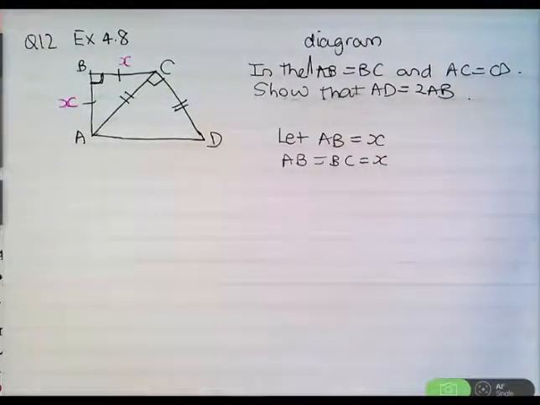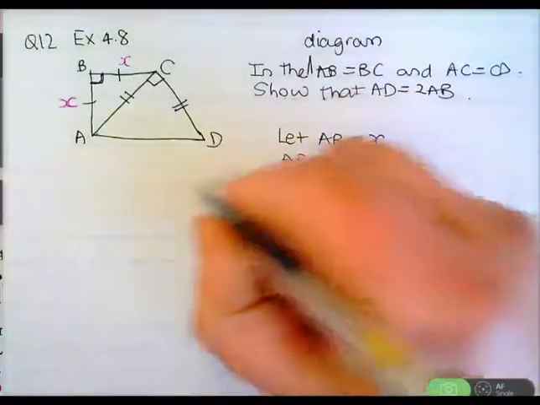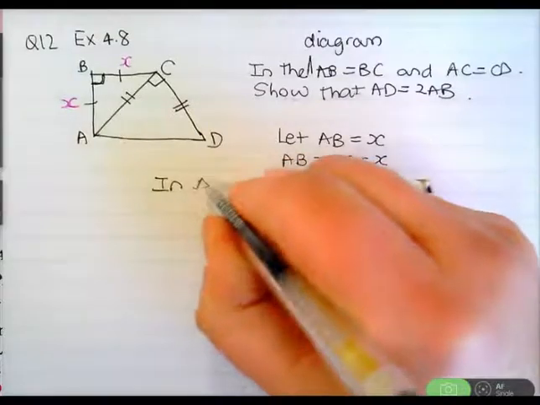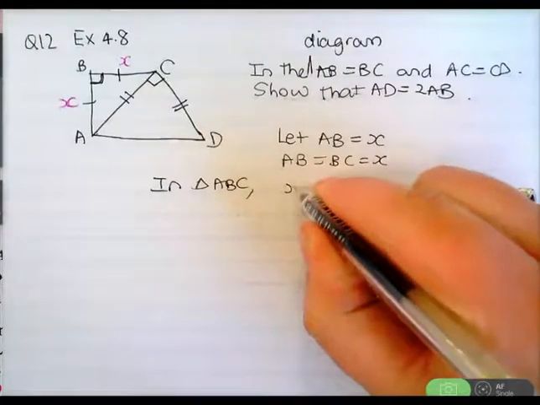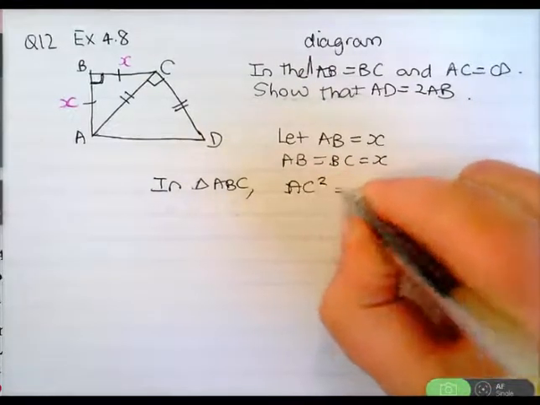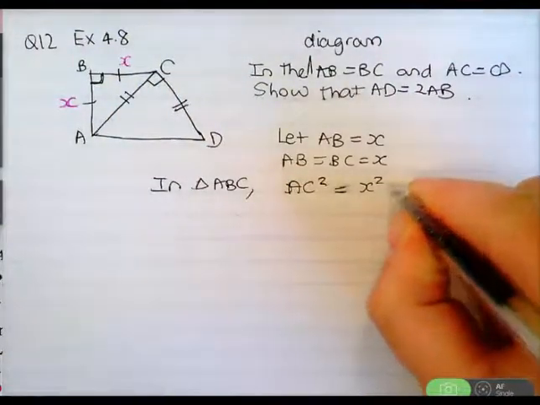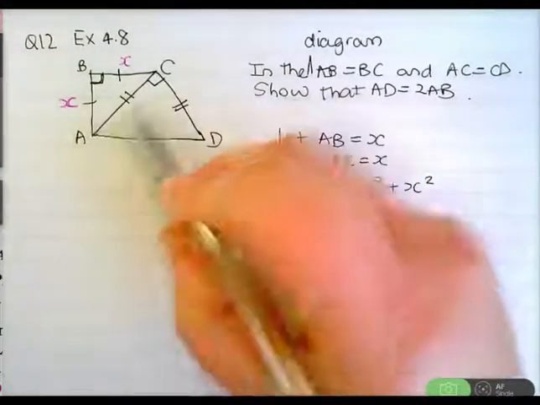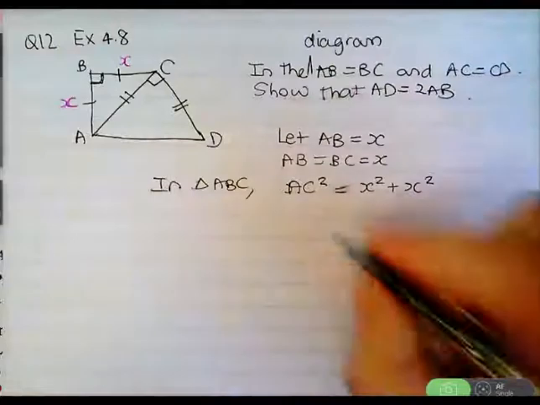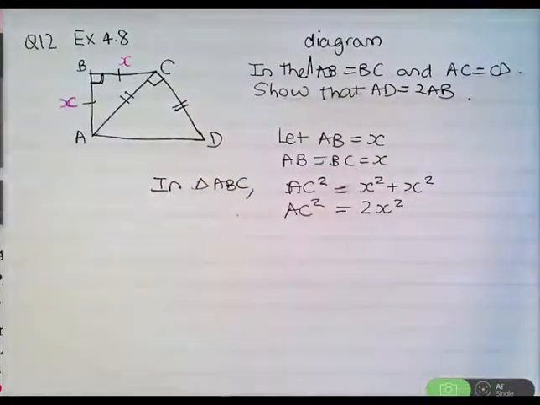Now, what could you do next? Girls, I've got two sides of the first triangle. Try to figure out your AC, and then you can do the hypotenuse. Good. So in triangle ABC, I'm going to use Pythagoras' theorem. I'm trying to work out AC squared, aren't I? AC squared isn't it just x squared plus x squared? The longer side, the hypotenuse, is equal to x squared plus x squared, which is 2x squared.